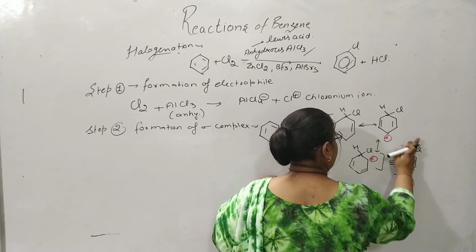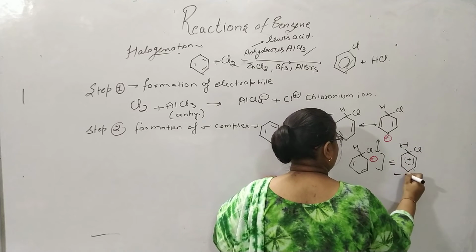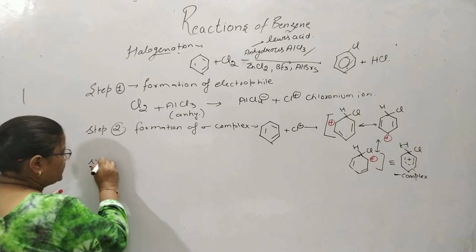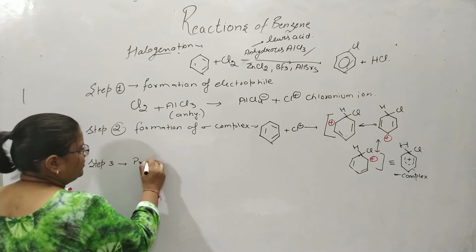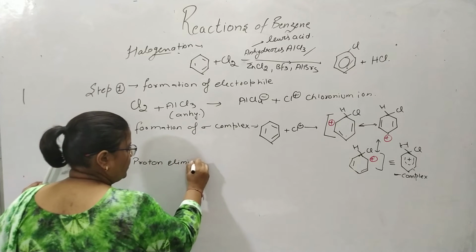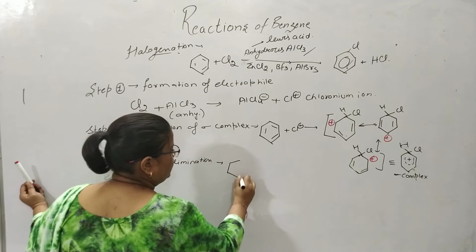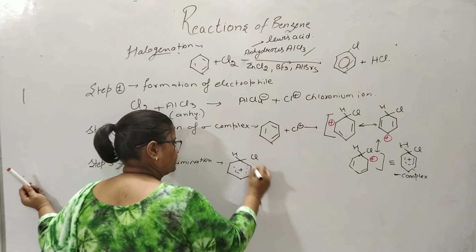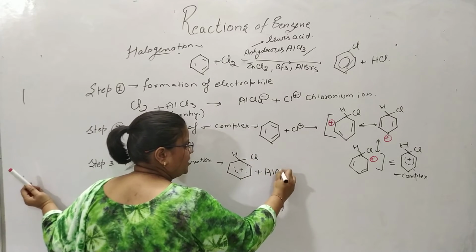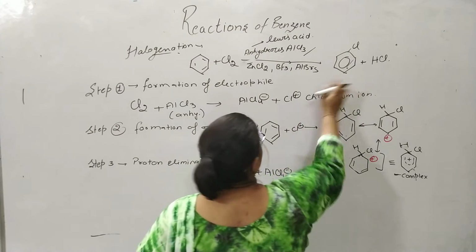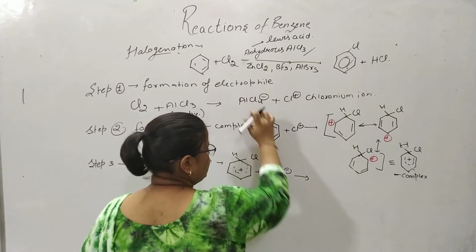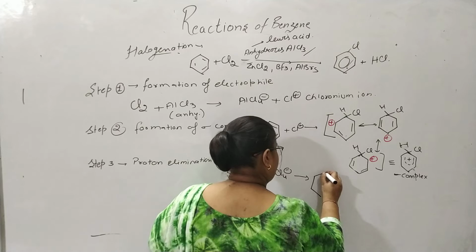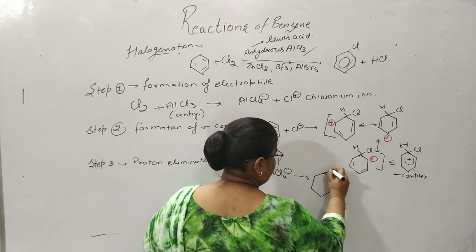This is the simple sigma complex. So in the next third step, what will happen? In the third step, the proton gets eliminated, the proton elimination. So what will happen in the sigma complex? This AlCl4- which is generated in the first step will come again in the lead role.